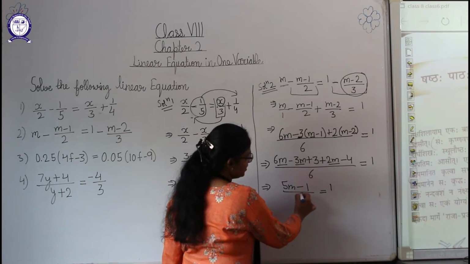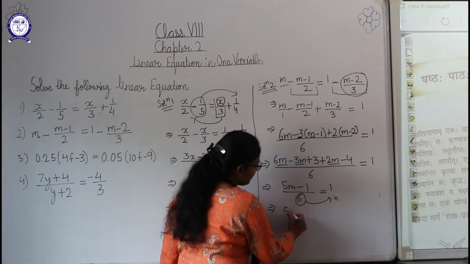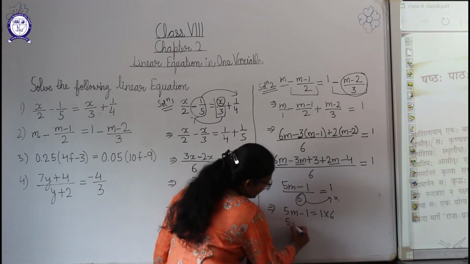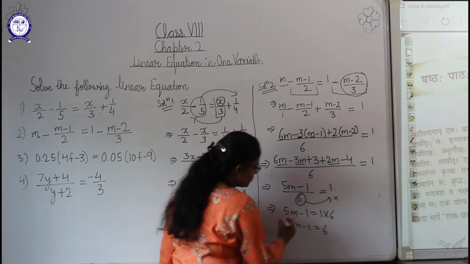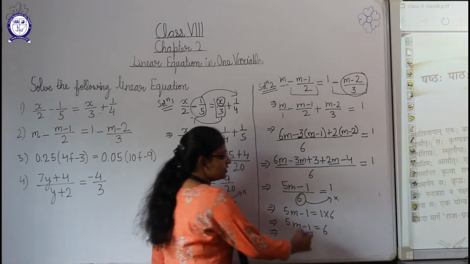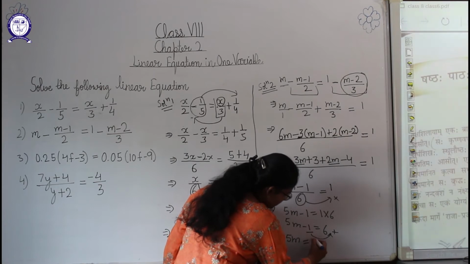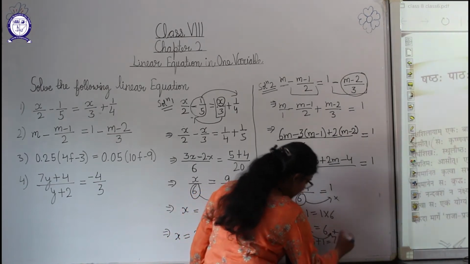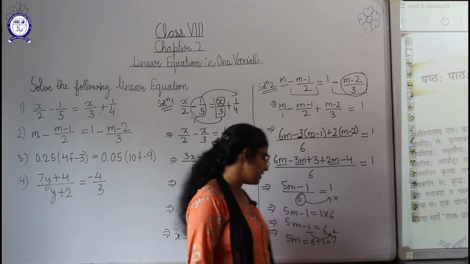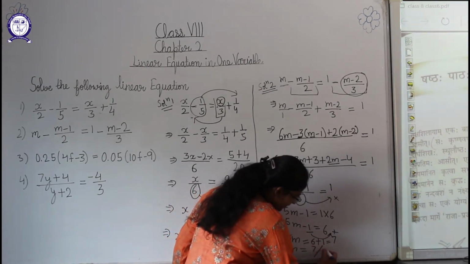Now students, this 6 is in division, so we will take it to that side and it will be multiplied. So what will be our answer? 5m minus 1 is equals to 1 into 6, means 5m minus 1 is equals to 6, as 6 ones is 6. Now this minus 1 is negative, so on that side it will be positive, so we will add 1 to 6. So 5m will be equals to 6 plus 1, it will become 7. Now 5 is in multiplication, so on that side it will be in division. So here m will be equals to 7 divided by 5.